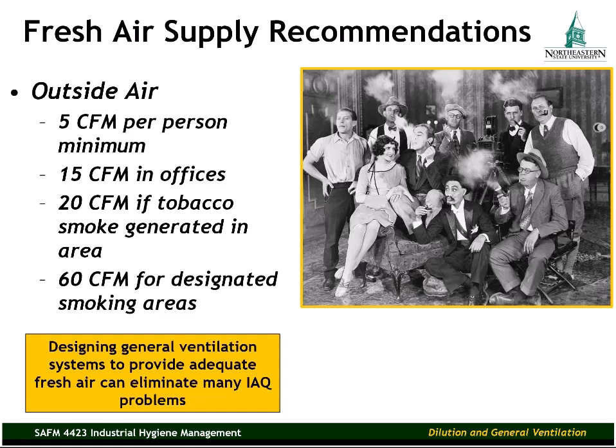When designing a general ventilation system, these recommendations should be applied. You should design a system to, in my opinion, provide at least 15 cubic feet per minute per person. If you've got an area where there's going to be 30 people in a classroom, for example, let's have 30 times 15. What would that be? 450 cubic feet per minute for supplying air in that space.